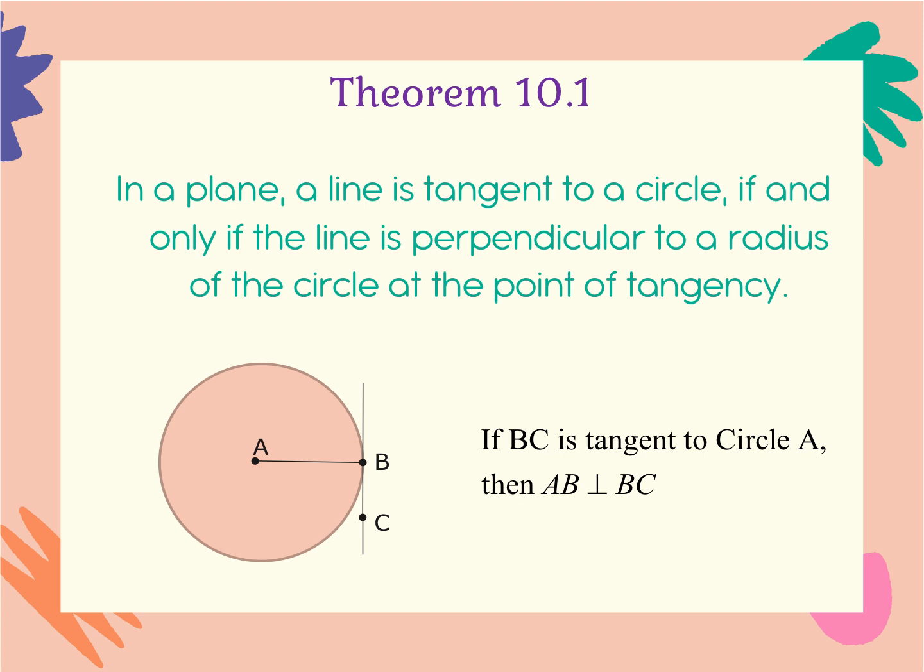All right, theorem 10.1. In a plane, a line is tangent to a circle if and only if the line is perpendicular to the radius of the circle at the point of tangency. Okay, that's a lot. What does this mean? It's just saying your radius and your tangent line make a 90-degree angle. If they make a 90-degree angle, then the line is tangent. So it is perpendicular. It's tangent to the circle.